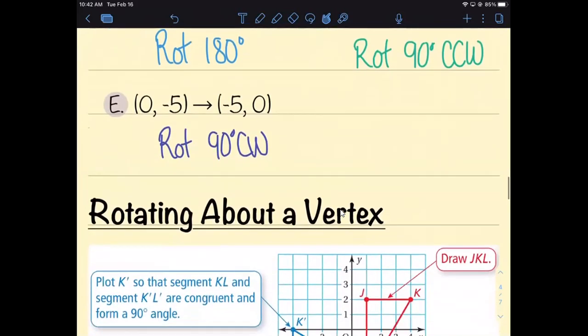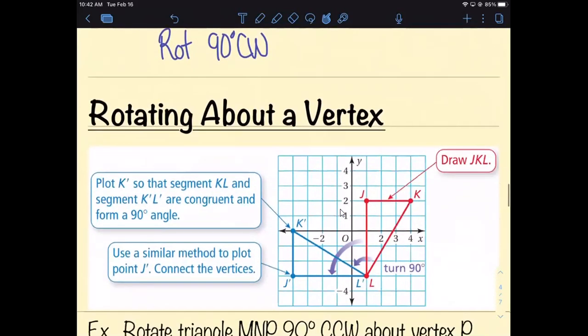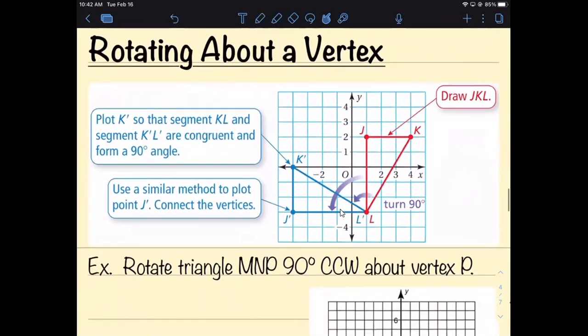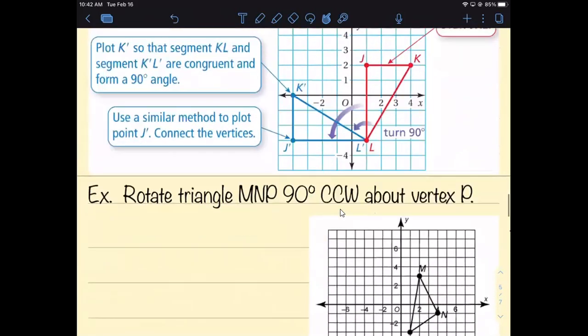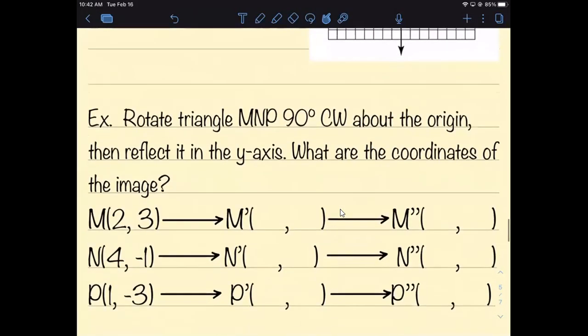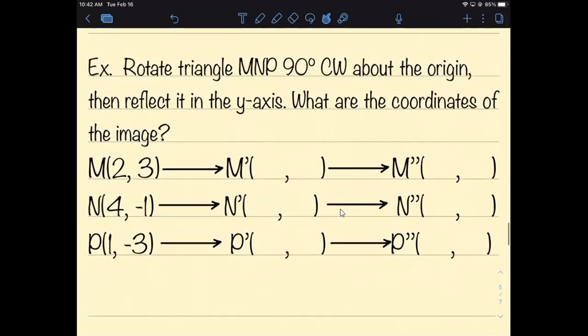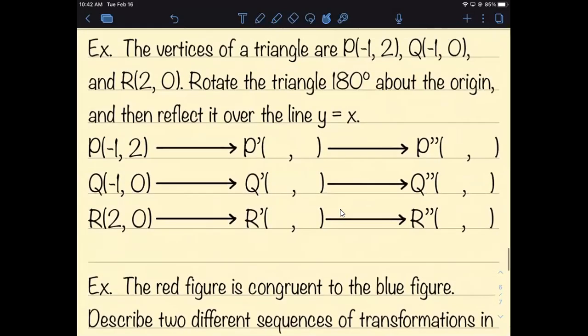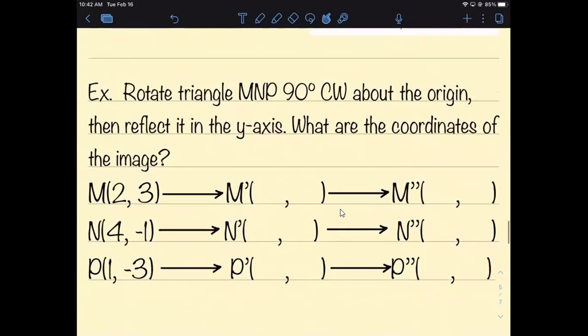Okay. I'm going to skip this for right now. We don't have time to cover rotating around a vertex. I will probably come back to this tomorrow, assuming we're back in school tomorrow. So I'm going to leave that example for right now, and I'm going to see how long we have. I bet you we could do the next 2 examples really quickly.